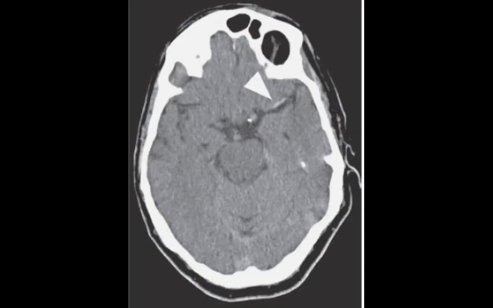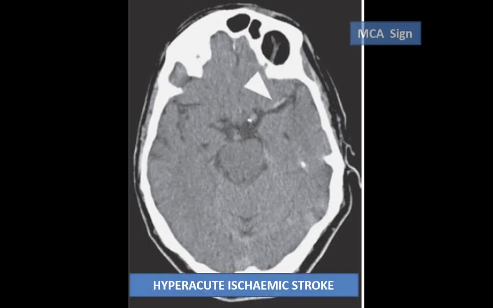What do you see here? Yeah, this is the dense MCA sign, which is suggestive of hyperacute stroke. So this is a hyperacute ischemic stroke with a dense MCA sign.